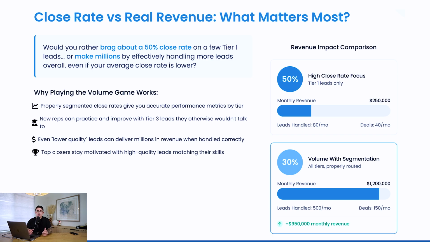And you understand, yes, if I was qualifying people super hard, I'd be closing at a much higher rate. But because I'm playing a scalable game, a volume game, I want to make sure I'm being efficient with all the leads that come through. So I am bringing in the tier 3 leads and routing them to the tier 3 closers.